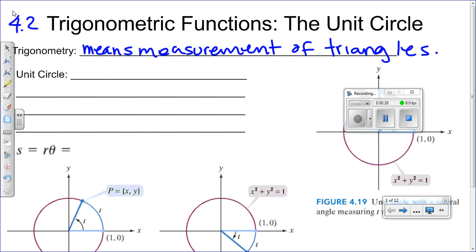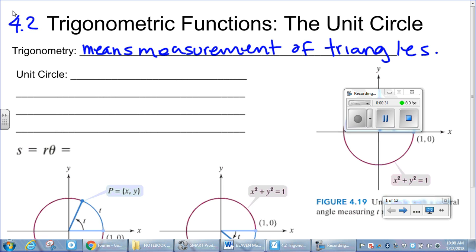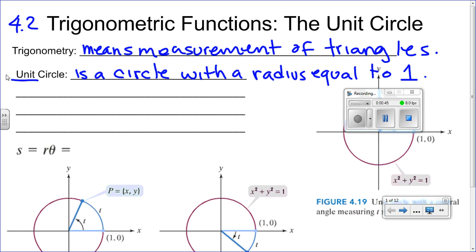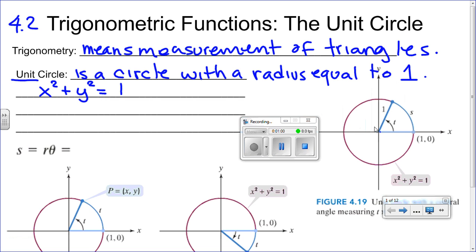And so the unit circle, just like the name tells us, is a circle with a radius equal to 1. And of course you know that already. So the equation of a circle, just so you remember, is x squared plus y squared equals 1. This will be a circle with a center at the origin, just like this one here. And then the radius is equal to 1. So this is equal to 1, and so is this right here.